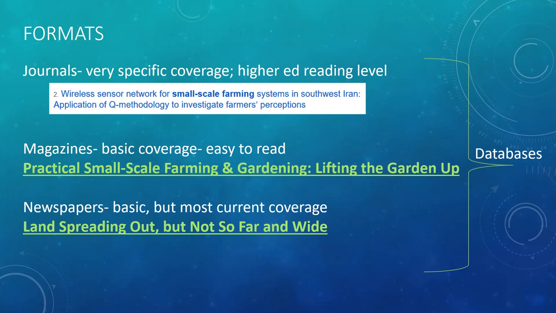Magazines tend to give you basic coverage, they're easy to read. They tend to be practical in nature. Practical small-scale farming and gardening. You may find interviews in a magazine, you may find advertisements, you may find some how-to articles in magazines. So that's the type of information you can expect from that format. And then newspapers tend to have basic coverage, but it's also the most current because those are published daily. So if you're looking for the most current information on the topic, a newspaper may be the place to go.